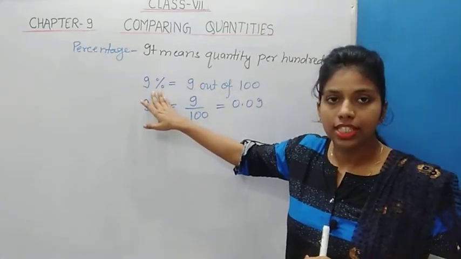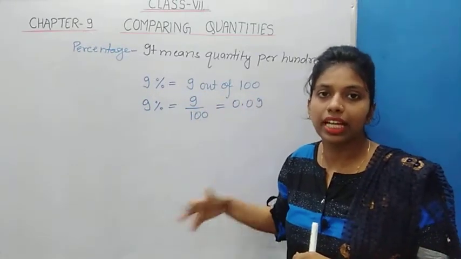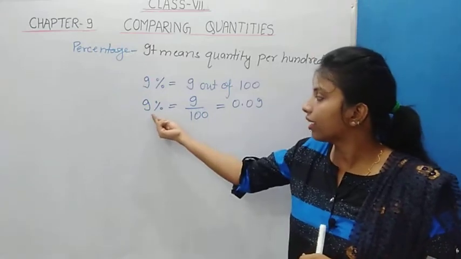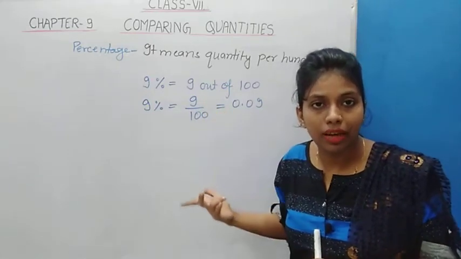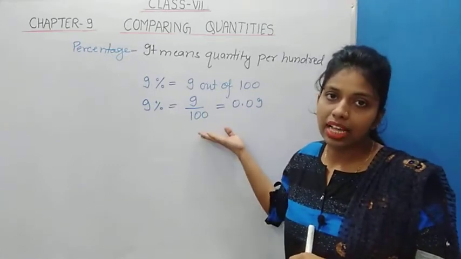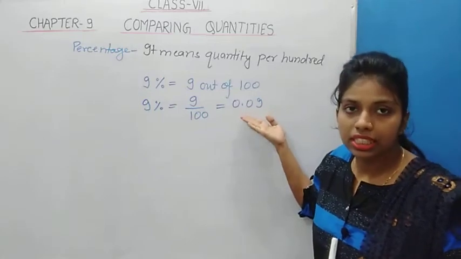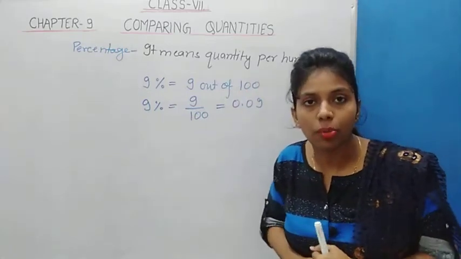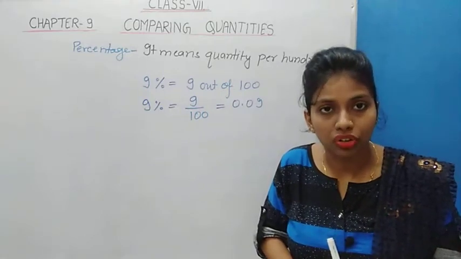The meaning of percentage is out of 100. So whatever the quantity is out of 100, we can convert the percentage into a fraction by dividing by 100, and after that we know how to convert this fraction into decimal. So this is the short intro about percentage. Let's solve some questions based on percentage.